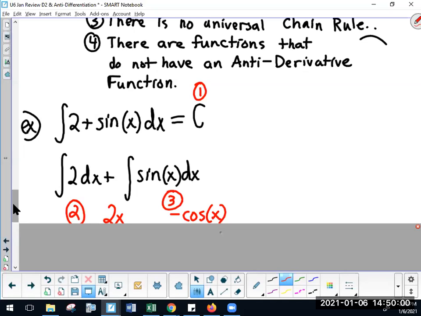The other things that we're going to do is we're going to consider separately, because this is a property of integration we've talked about, 2 dx and sine of x dx. And I'm going to try to convince you that antiderivative of 2 is 2x and antiderivative of sine of x is negative cosine of x.